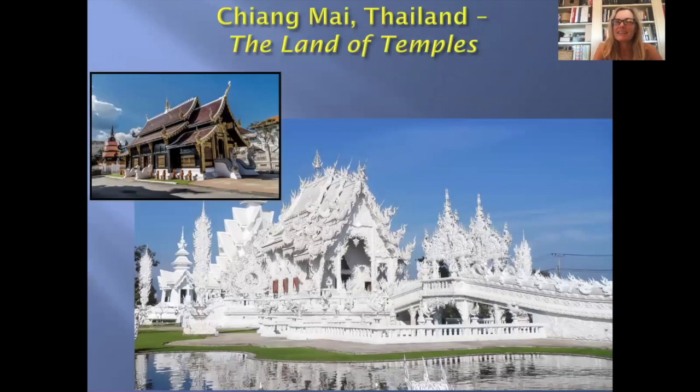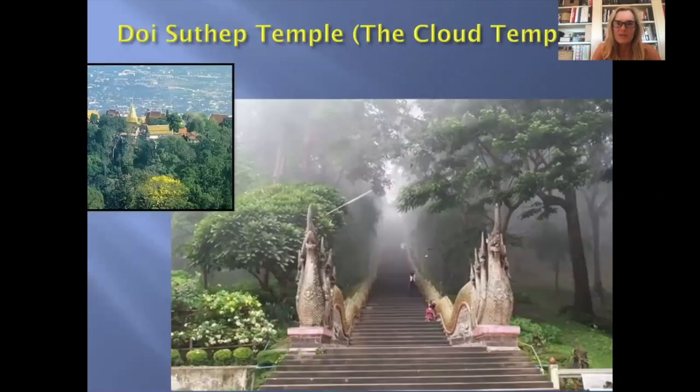Chiang Mai is called the land of temples. They have hundreds of temples, and they all look so different. These are 2 of them here. My favorite temple is called Doi Suthep, which is the cloud temple. And this is a picture going up the stairs to the temple.